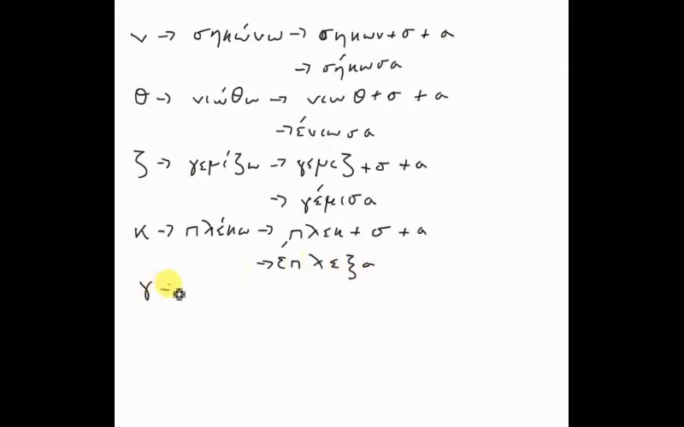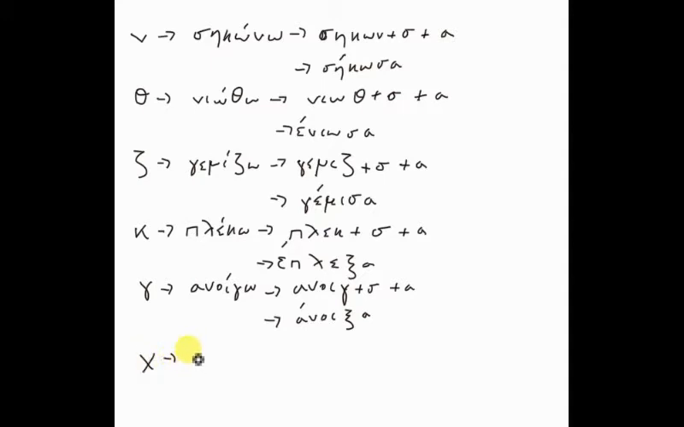Gamma. If it ends in a gamma, these are all going to be very similar. Anigo. Anigo means I open. Anigo. Anig plus sigma plus alpha, first person singular. The gamma and the sigma merge together, forming a ks. Anixa. Alpha is short. Accent goes on the antepenult. Anixa, I opened. Now we're left with, I guess, we're only halfway through these.